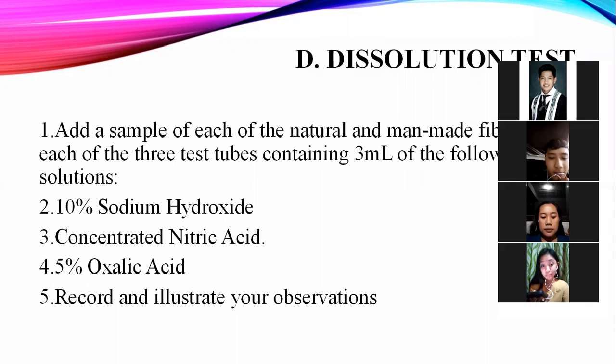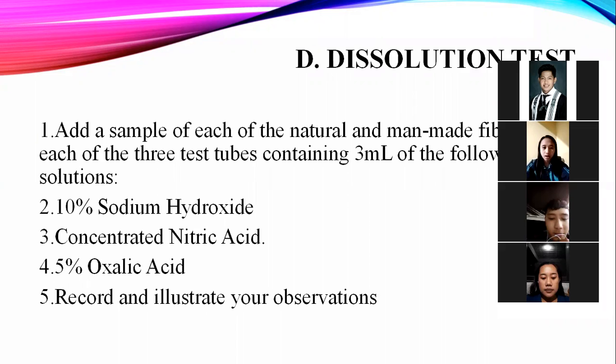Next procedure is the dissolution test. Add a sample of each of the natural and man-made fibers in each of the test tubes containing 3 ml of the following solutions. Next, 10% sodium hydroxide. Next, concentrated nitric acid. Next, 5% oxalic acid. And the last is record and illustrate your observations.